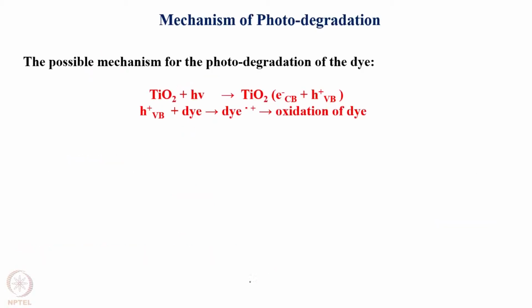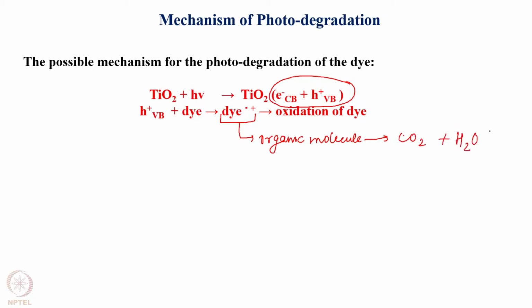The possible mechanism for photodegradation of the dye is that when TiO2 is illuminated in sunlight with an energy higher than its band gap, electrons and holes are generated in TiO2. This hole can oxidize the dye, and we know that the final oxidation products of any organic molecule are either CO2 or water, apart from some inorganic species like HCl.